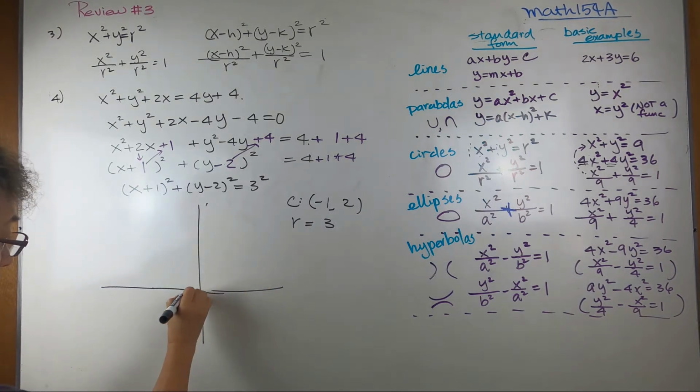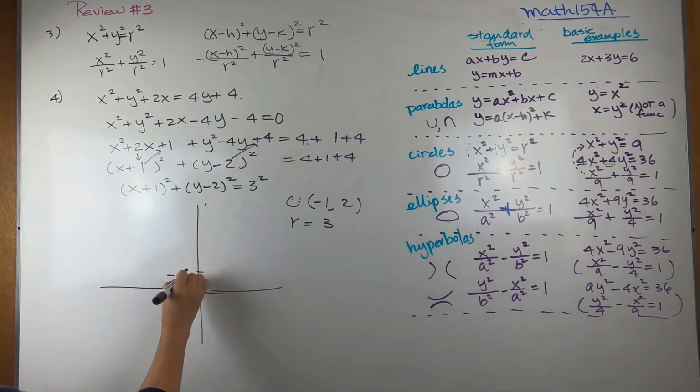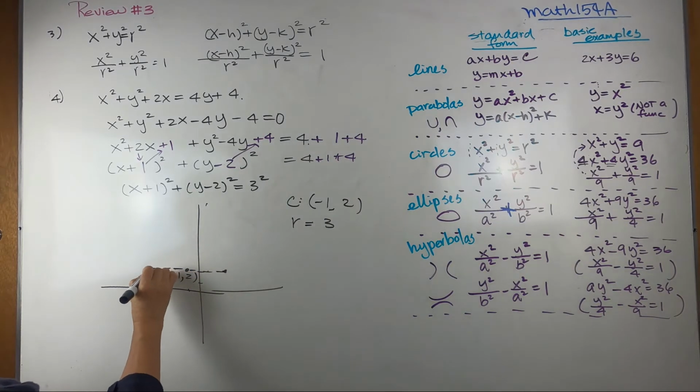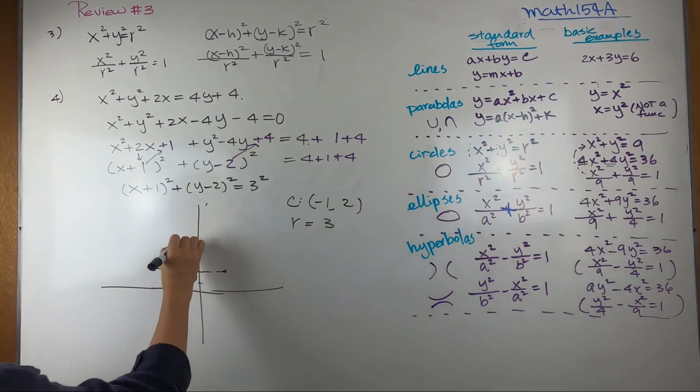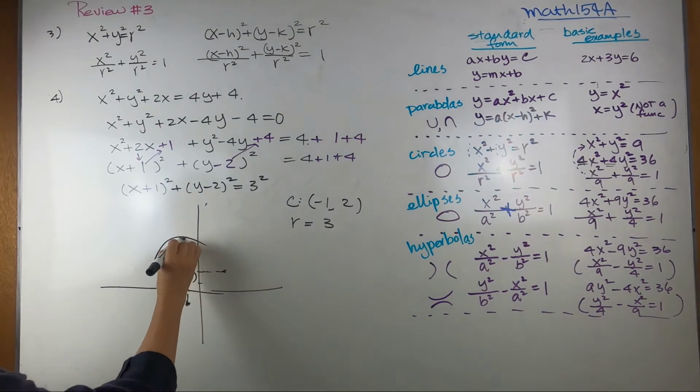Negative 1 and 2, right? Negative 1 and 2. That will be the center. Then the radius is what? 1, 2, 3. Right? So that would be the circle.